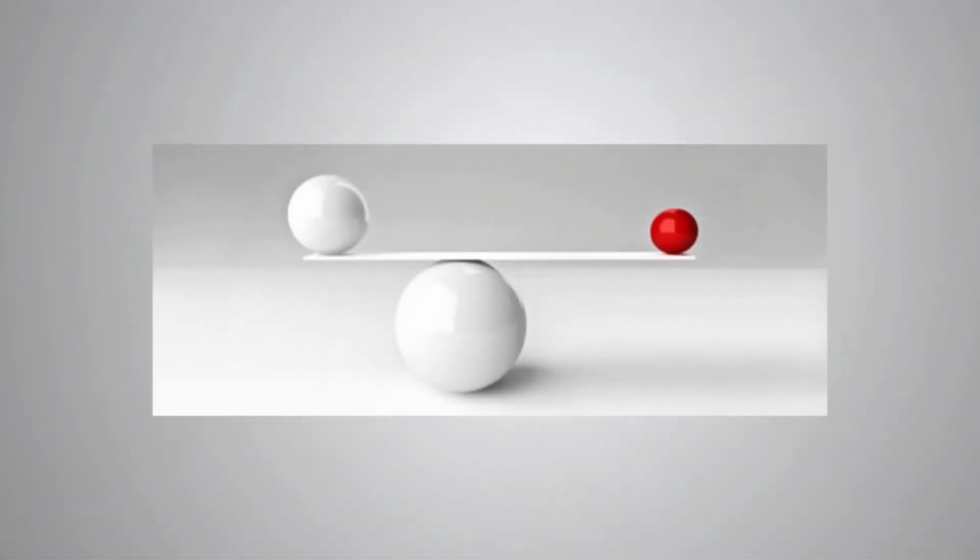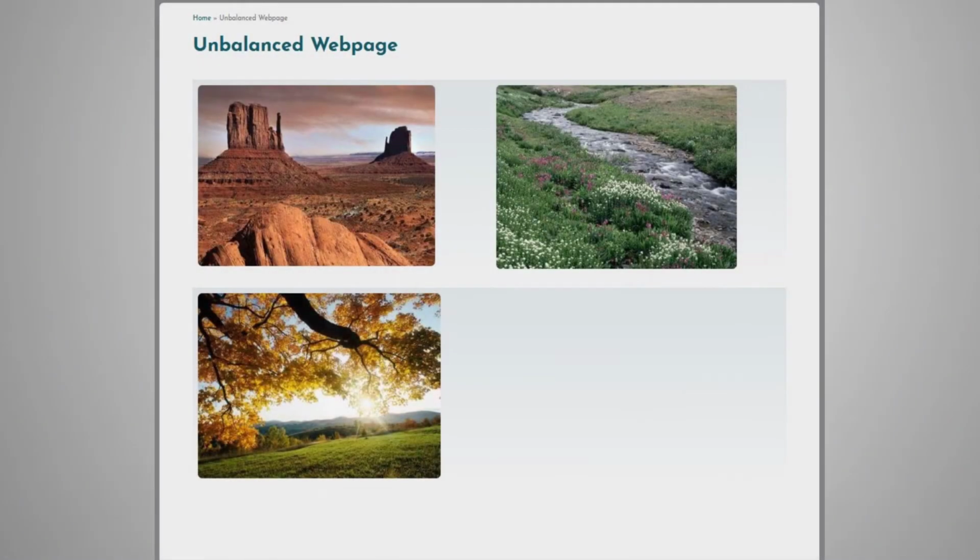In this image, the red ball is smaller in size than the white ball on the opposite end of the balance beam, yet it is balanced visually because it's red, and that gives it more visual weight. Here's an example of a web page that is visually unbalanced, with 2 photos on the left side and only 1 on the right. Because it's unbalanced, the web page is less professional and less pleasing to look at.